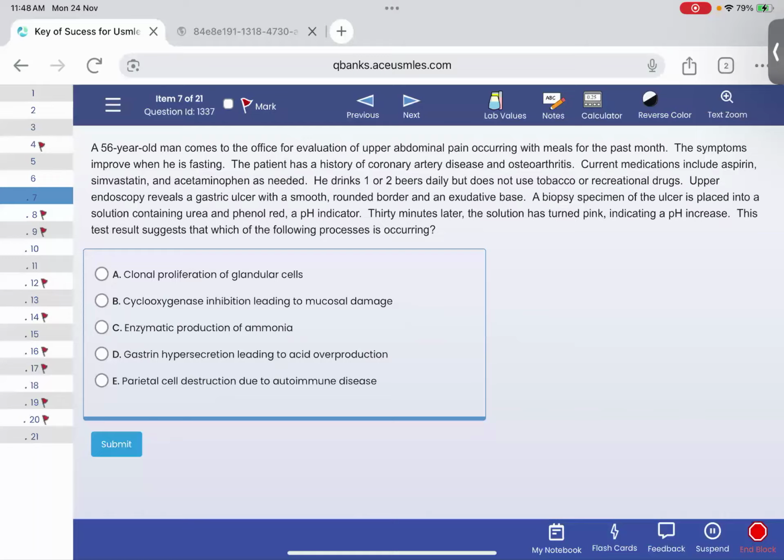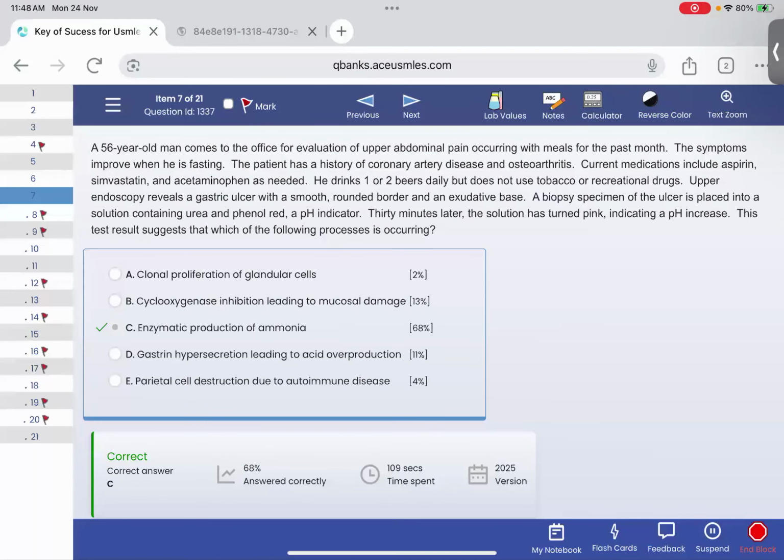So the correct option is C, enzymatic production of ammonia, right? H. pylori has this urease enzyme, which is an important virulence factor as well. It converts urea to ammonia, which neutralizes the acid and brings the pH higher, right? So enzymatic production of ammonia is the correct option.